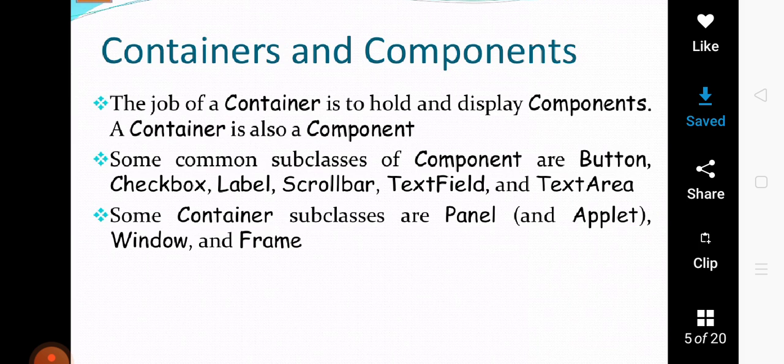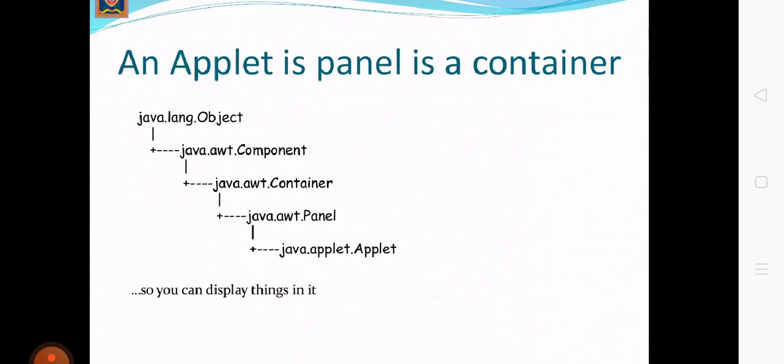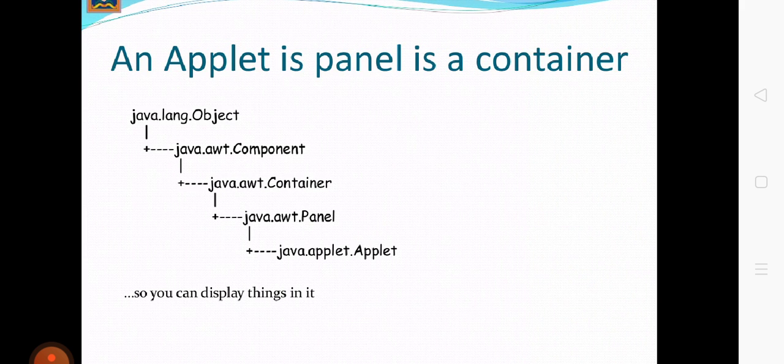So container has subclasses like panel, and panel has a subclass applet, and the container also has subclasses window and frame. Okay, so you can see here the hierarchy. An applet is a panel and it is a container. Look at it: at the topmost you will have the java.lang.Object package, then within that the sub package is java.awt.Component, and within that we will have Container, then within the container we will have Panel, and within the panel we will have the Applet class. So this is the hierarchy for the applet.